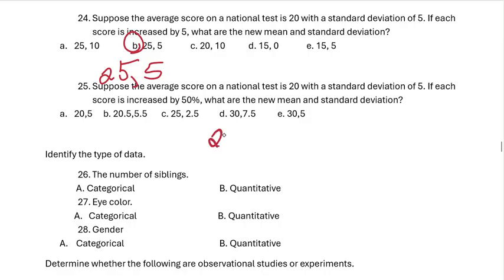So you're going to do 20 times 1.5, and you're going to also multiply the 5 times 1.5. So you're going to end up with 30 and 7.5.